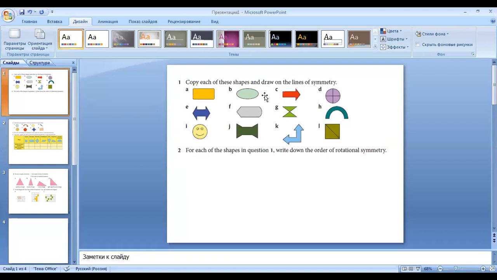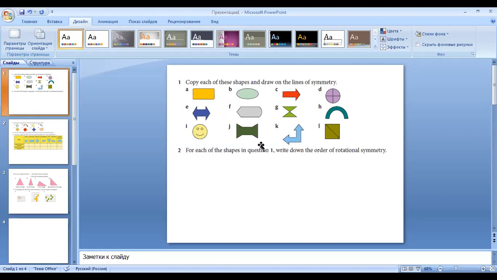For example, an arrow. When you divide it into two equal parts and draw the horizontal line, you will see these two parts are equal to each other. That's why it's also symmetry, and it has only one symmetry line. When you draw the vertical line, these two parts are not equal to each other. That's why it has only one symmetry line.